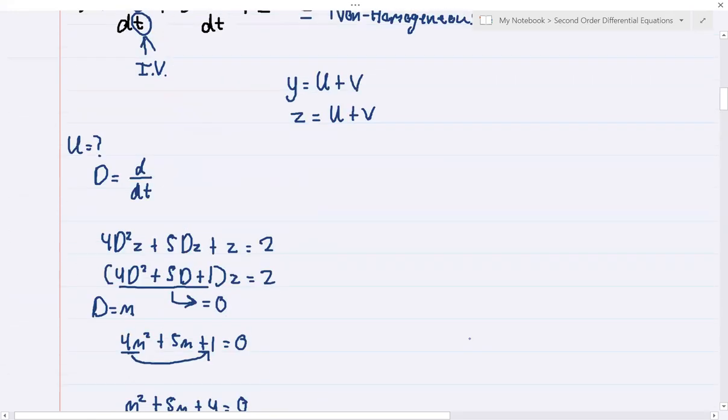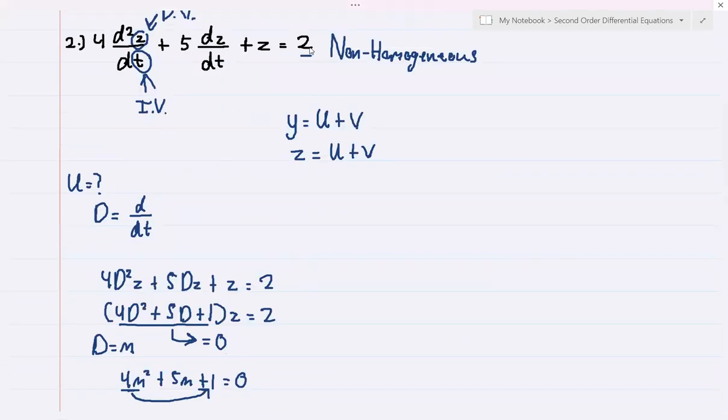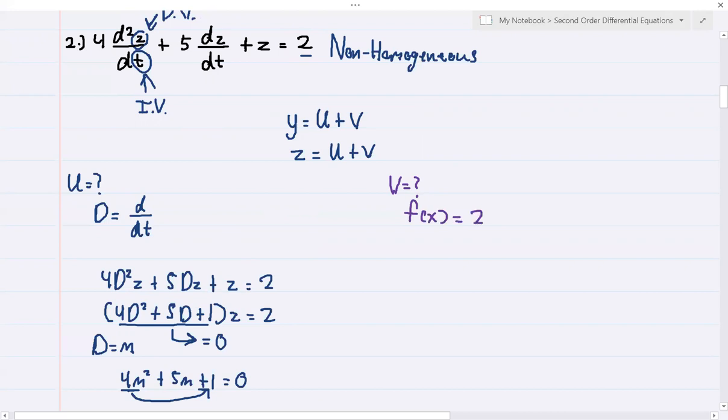Now, let's find your v function, because we are not done yet. For your v function, you need to be very aware of the function on your right. We have a function of 2, so this is just a constant function. What would be the effect if your function is a constant? You have certain conditions to follow if your function on the right is 2.